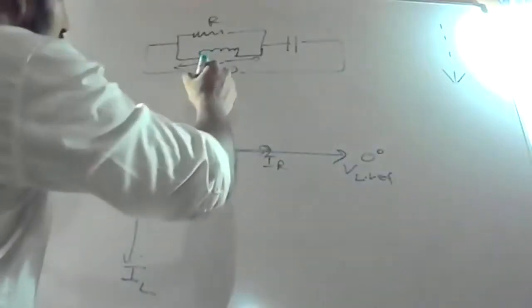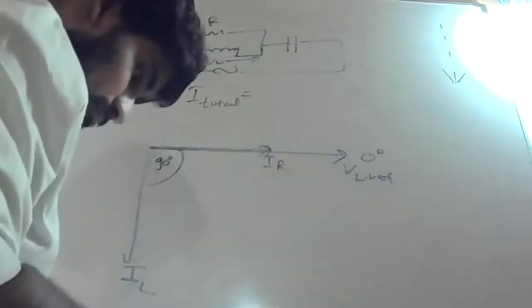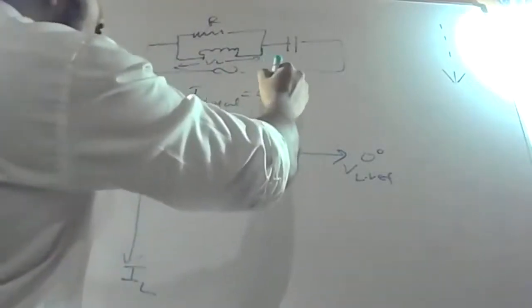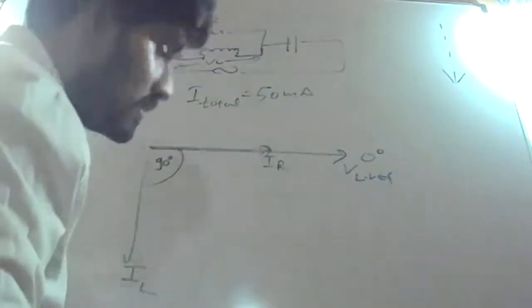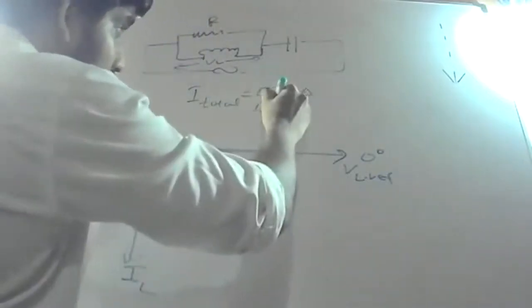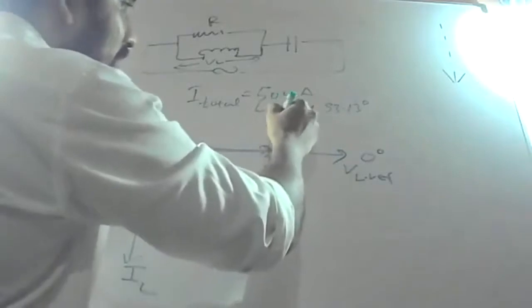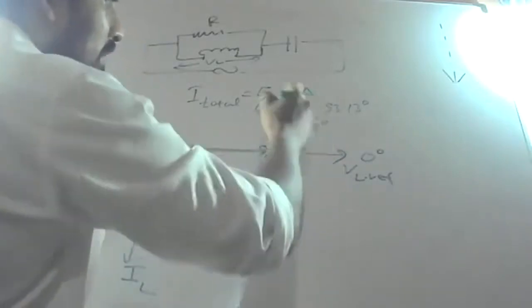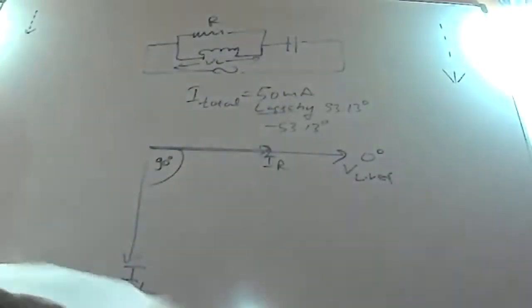So our total current, I total, is 50 milliampere, right? According to our calculations, the total current lags by 53.13 degrees. Lags means the angle is minus 53.13. That is the meaning of lags, right? 53.13. Okay, leave it. Doesn't matter.